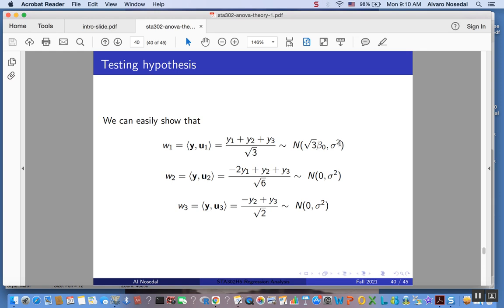You can do something similar to show that, given our assumptions, W2, that weight, that coefficient, which is given by the inner product between y and u2, is again a linear combination of normals, so normal, and you can find the mean and the variance of W2. Same thing goes for W3. Okay?